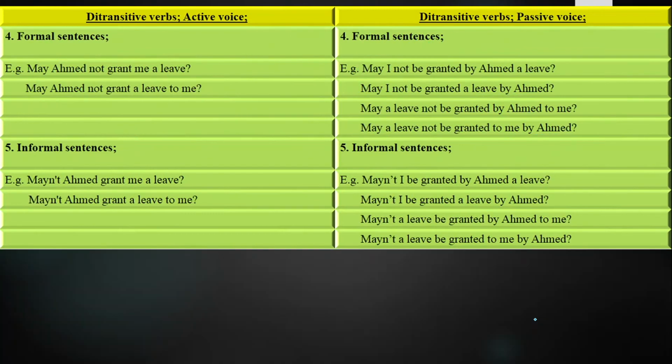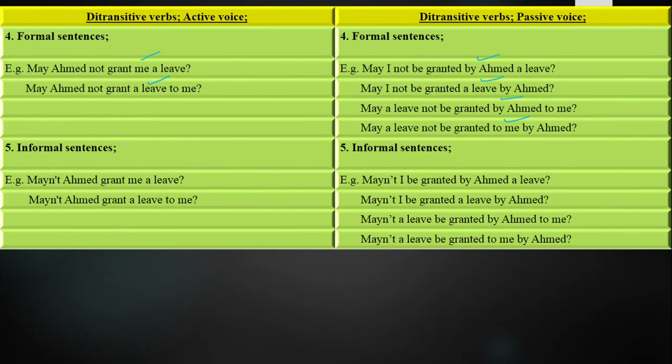Next we have got formal sentences. Their complete name is interrogative negative formal sentences. What are formal sentences? Those sentences in which we ask a question, deny the statement, and we ask them in a formal and polite way are called formal sentences. May Ahmad not grant me a leave? May Ahmad not grant a leave to me? May I not be granted by Ahmad a leave? May I not be granted a leave by Ahmad? May a leave not be granted by Ahmad to me? May a leave not be granted to me by Ahmad?